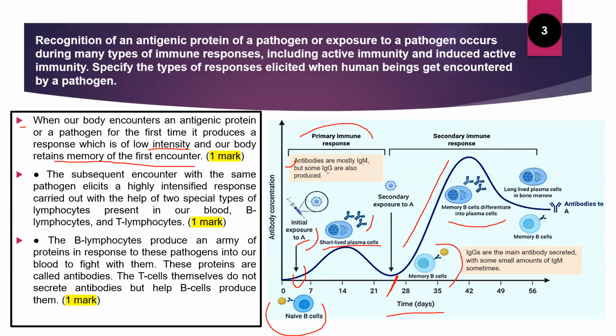The B lymphocytes, when they release these antibodies, will act as the army. So this whole aspect is the secondary immune response, and also it is seen that IgGs are the main antibodies secreted, with some small amounts of IgM sometimes. So these are the different steps that are often observed during the primary immune response and the secondary immune response.